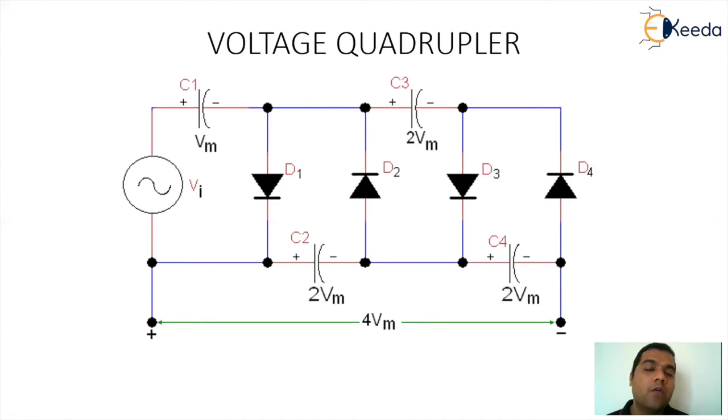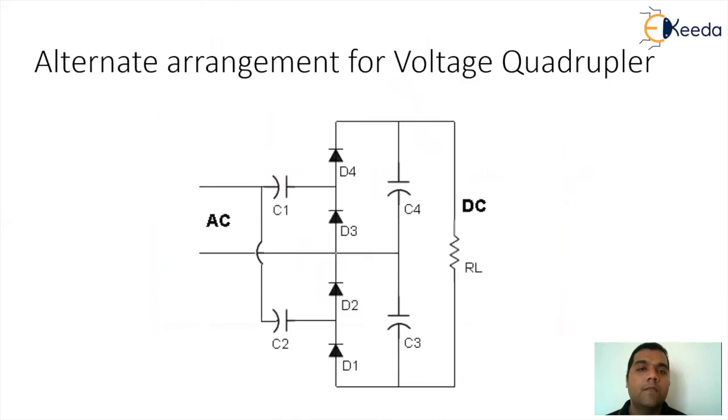So this is how we can interpret the logic of voltage doubler, tripler and quadrupler. We can have an alternate arrangement for the voltage quadrupler, where you can see again four diodes D1, D2, D3, D4, and capacitors C1, C2, C3, C4. They are just rearranged to give you the same result. The overall impact will definitely give you the value of 4 Vm.